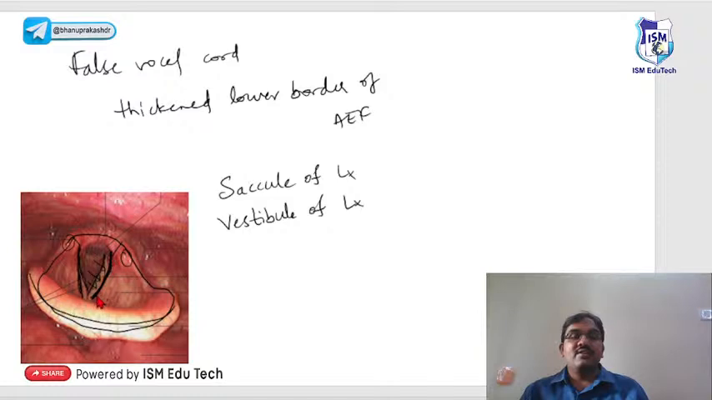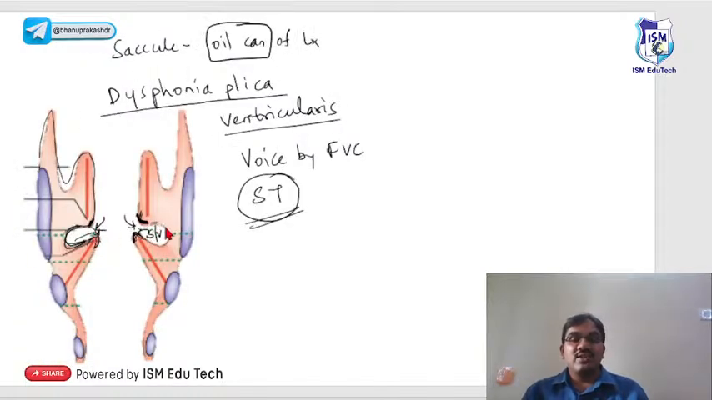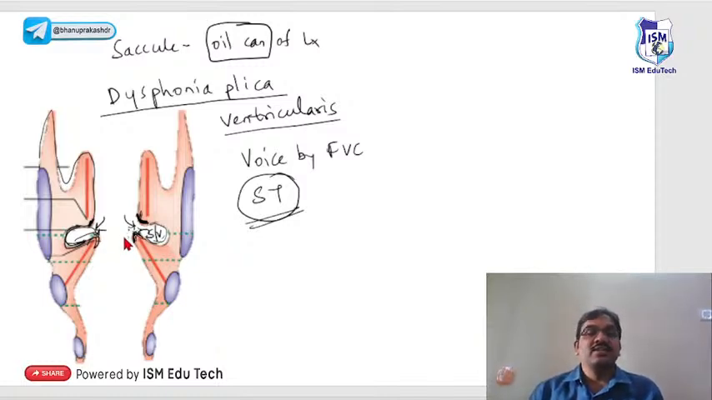In between the false vocal cords and the true vocal cords, there is a gap through which we can enter into a space that lies behind this quadrangular membrane. That space is called the saccule of the larynx. In sagittal section, you can clearly see the saccule of the larynx. The secretions from here will wet the vocal cord surface, lubricating it so that it reduces the friction and the heat generation during voice production. That is the function of the saccular ventricle of the larynx or vestibule of the larynx.